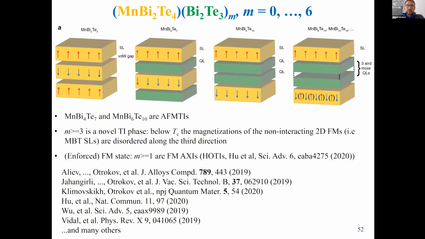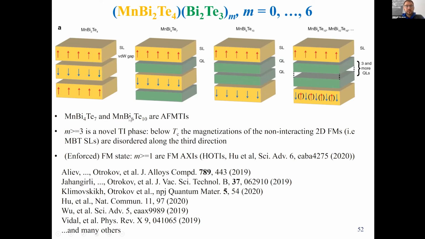And then once you have achieved and established the growth protocols, both epitaxially or using the Bridgman growth method, of MBT 124, you can start to play a little bit with growth conditions and achieve other compositions, such as 147, 1610, etc. You can actually intercalate up to 6 quintuples in between 2 septuples, and that would be a bulk single crystal. At least the current reports experimentally reach up to 6 quintuples incorporated here. 147 and 1610 are antiferromagnetic TIs.